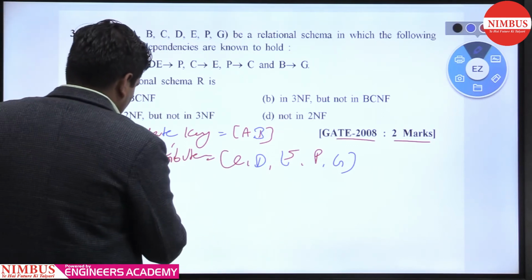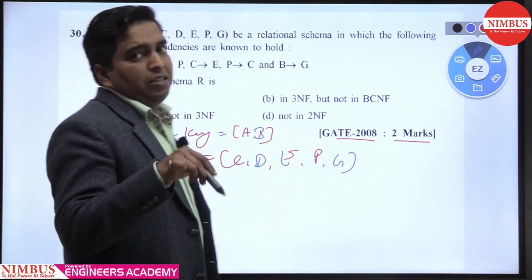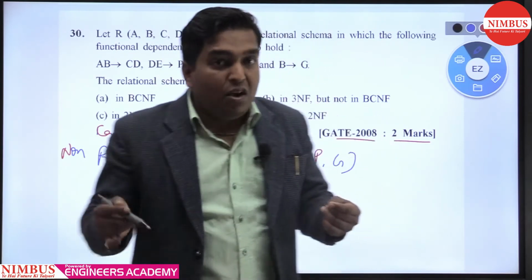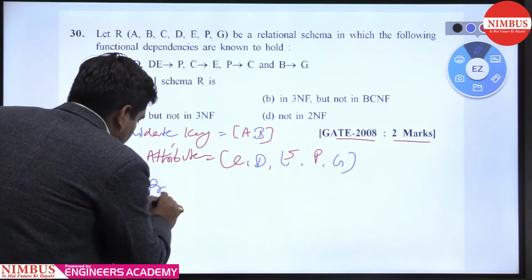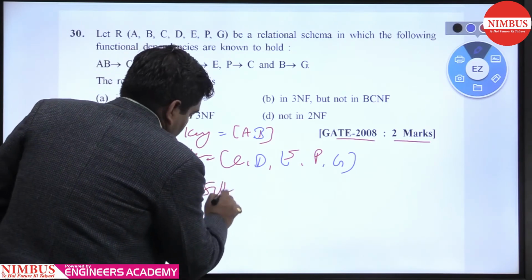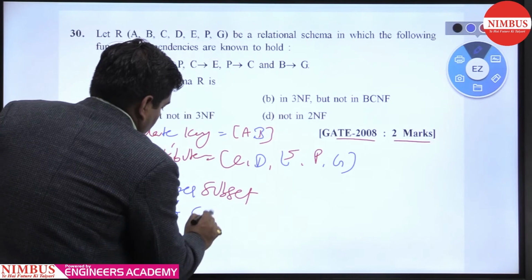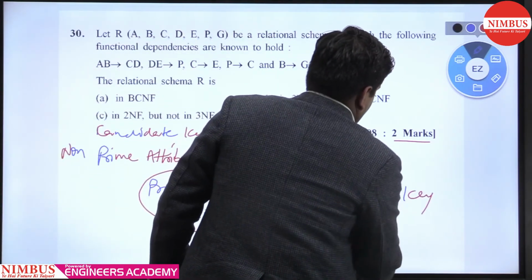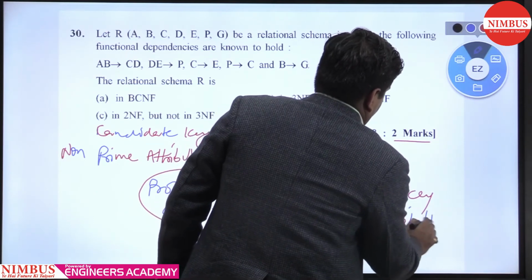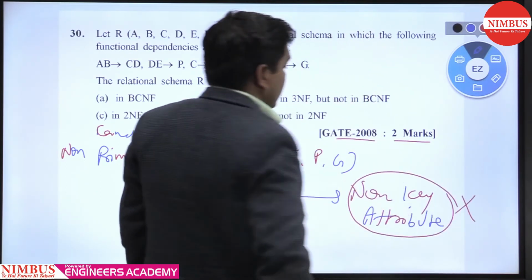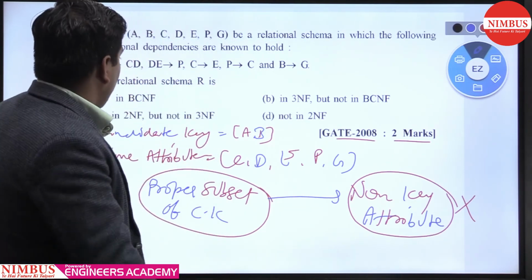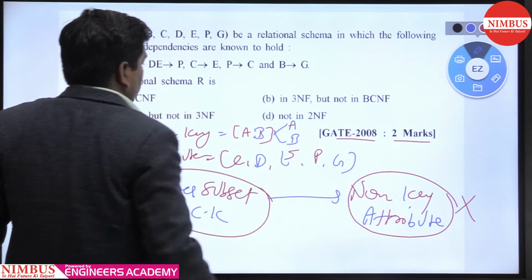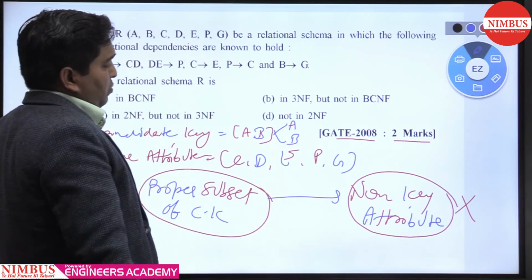What is the condition of 2NF? A relational schema R is in 2NF if, first, R is in 1NF and R does not contain any partial dependency. What do you mean by partial dependency? A proper subset of the candidate key should not determine a non-key attribute. If that happens, then your schema will not be in 2NF. So first we find the proper subsets, either A or B. Means you have to check whether either A or B determines a non-key attribute or not.